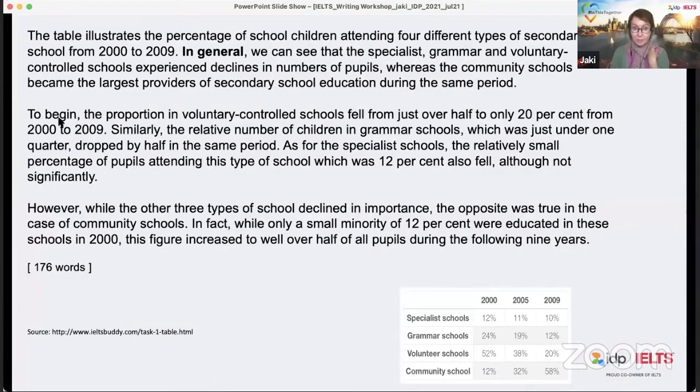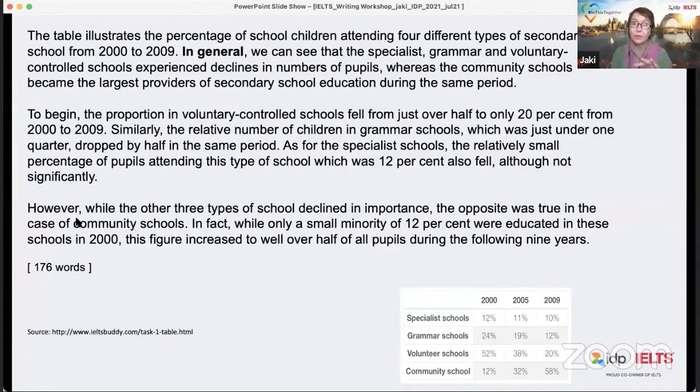To begin, proportion in voluntary control fell from just over half to only 20%. Yeah, remember? Just over half, 52 to 20%. Similarly, there's a comparing word. The relative number of children in grammar schools, just under 1/4. See, we're not saying 24%. You're trying to say it in a more interesting way. That's good. Dropped by half in the same period, 24 to 12. As for the special schools, a relatively small percentage of pupils attending this type of school, which was 12%, also fell, although not significantly. Okay, then remember we have to talk about the other one.